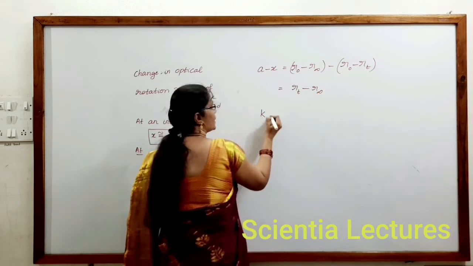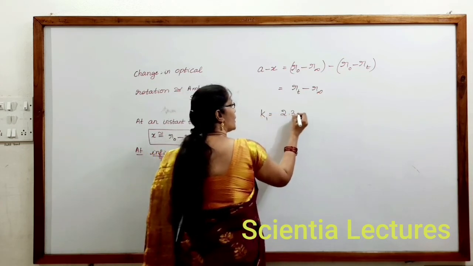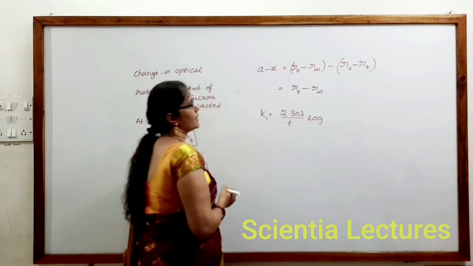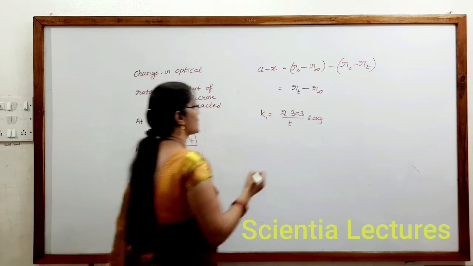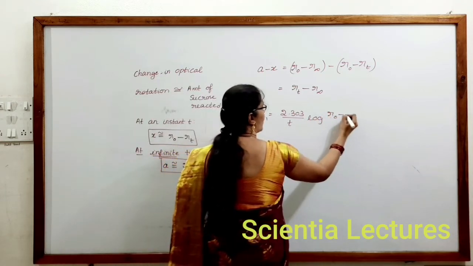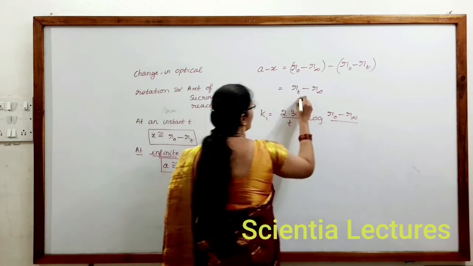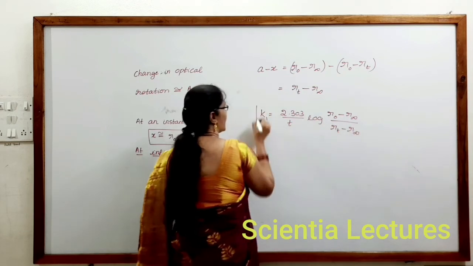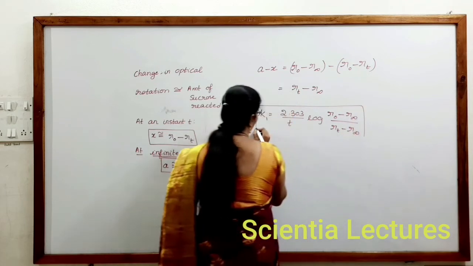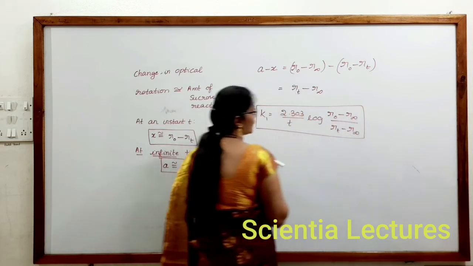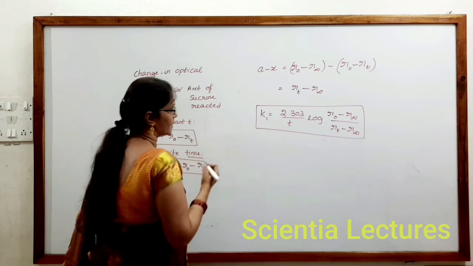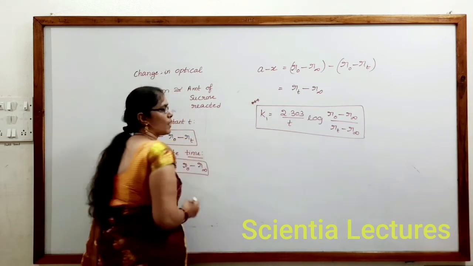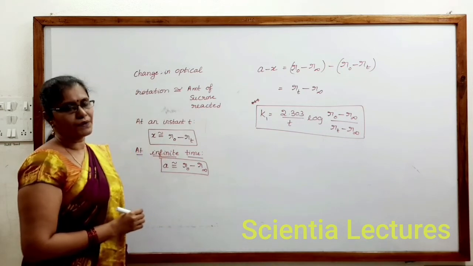So K1 must be equal to 2.303 by t log of A, which is R naught minus R infinite, divided by A minus X, which is Rt minus R infinite. This is the representation of the rate constant when the initial optical rotation, the optical rotation at an instant t, and the optical rotation at infinite time are given to us in inversion of cane sugar.